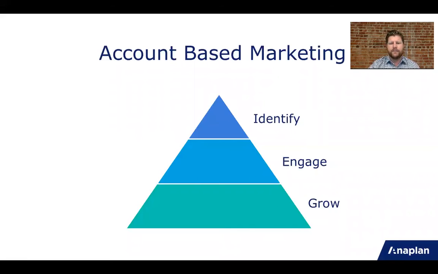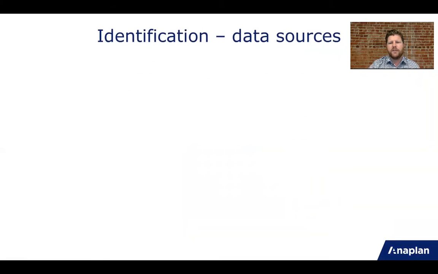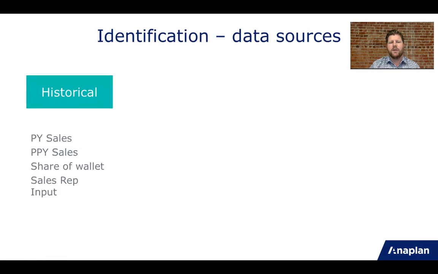ABM methodology. So when we look at the types of data sources you want to use to identify the accounts, firstly you might want to look at historical data, whether that's prior year sales, share of wallet, and any sales rep input about the history of the account. Anything that you can get that is really pertinent to your understanding and your learnings from that account.